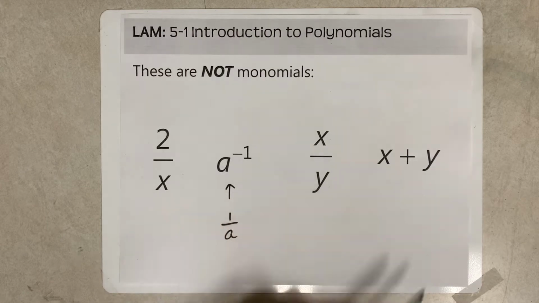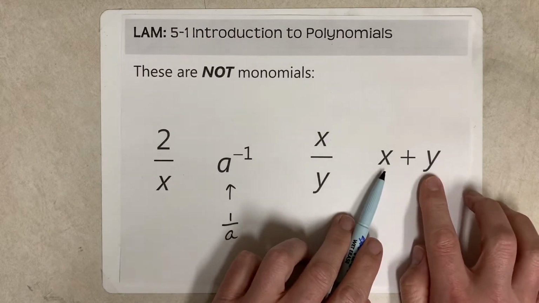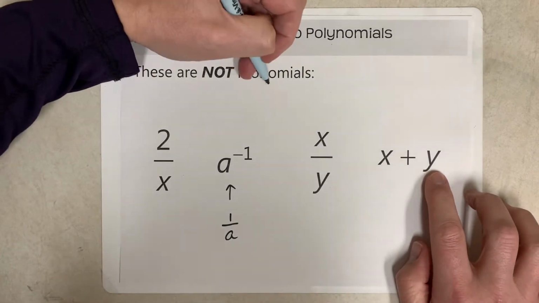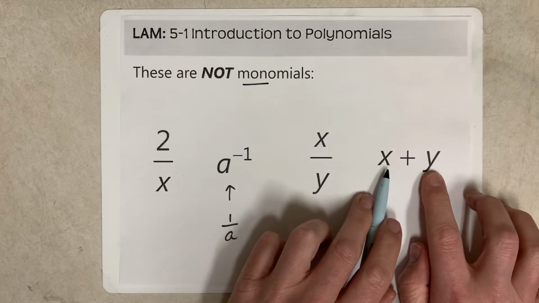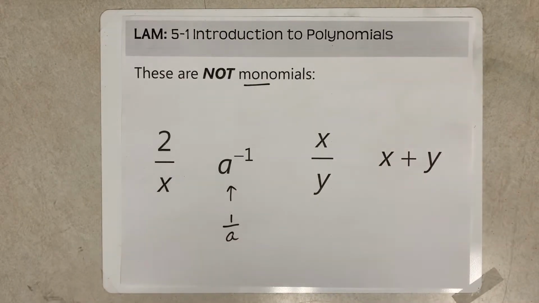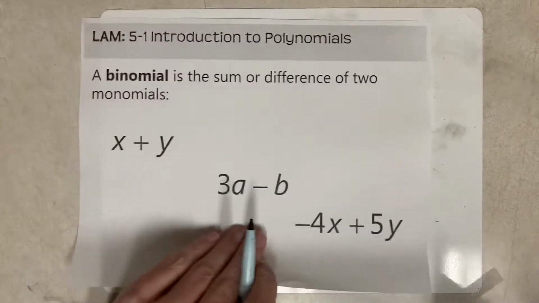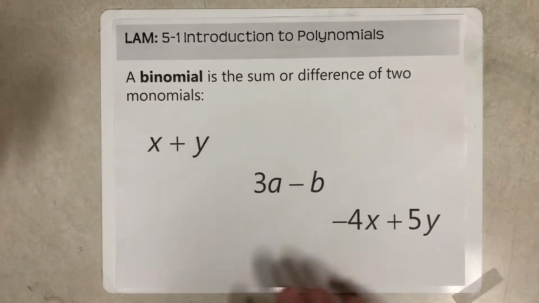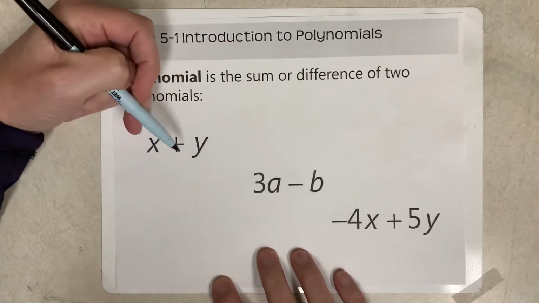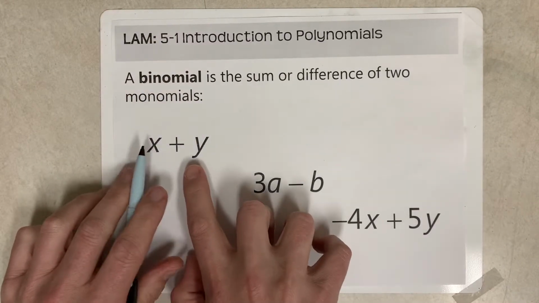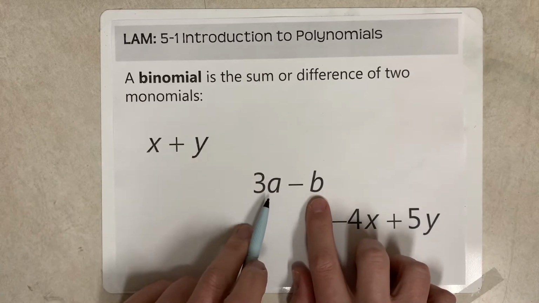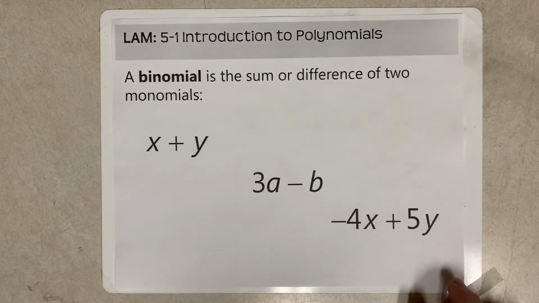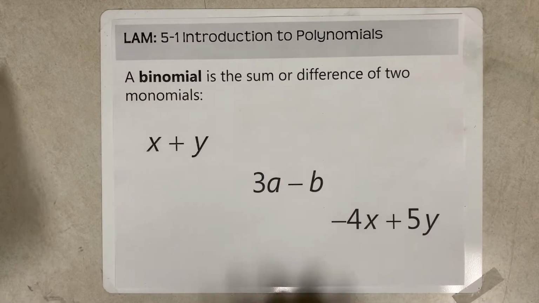And then x plus y is really 2 monomials put together with addition. So we call that a binomial. But mono means 1, and here we have 2 terms, not 1. A binomial is a sum or difference of 2 monomials, and so just like I told you, the x and y binomial is the sum or difference of 2 monomials. So we're okay with all 3 of these. Those are called binomials. They're not monomials, but they're binomials.